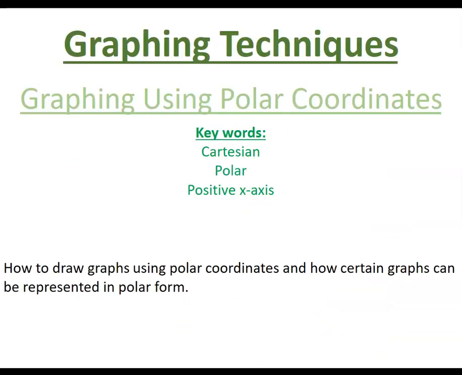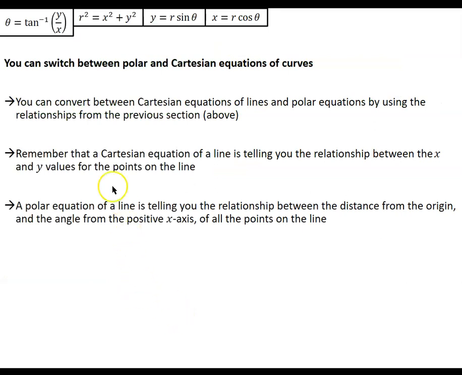So today we're going to be looking at graphing using polar coordinates and how certain graphs can be represented in polar form. So we can switch between polar and Cartesian equations of curves using these relationships that we found last lesson. Remember that the Cartesian equation of a line is the relationship between the x and the y values for points on the line, whereas a polar equation tells us the relationship between the distance from the origin and the angle from the positive x-axis.